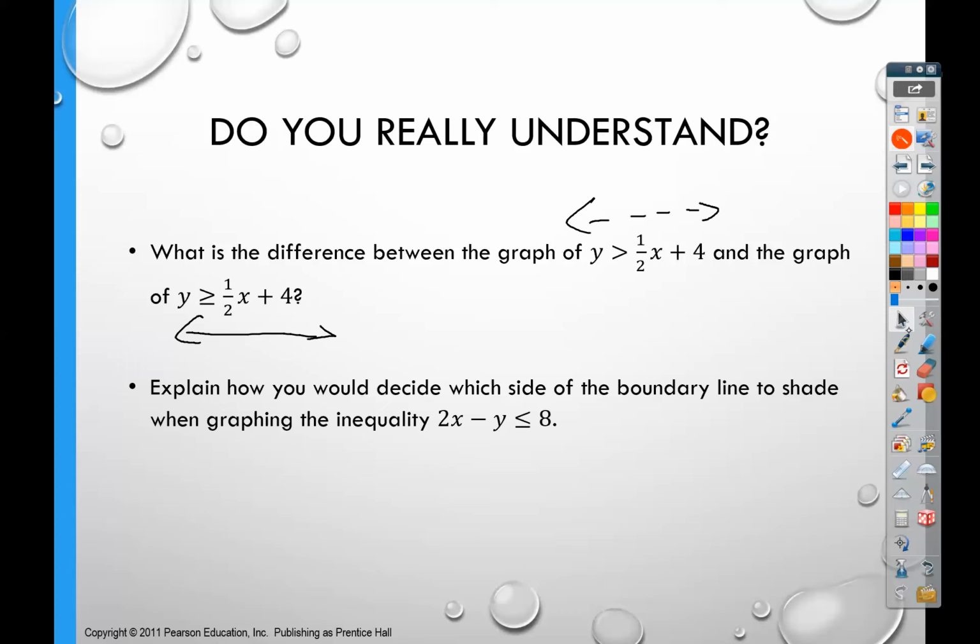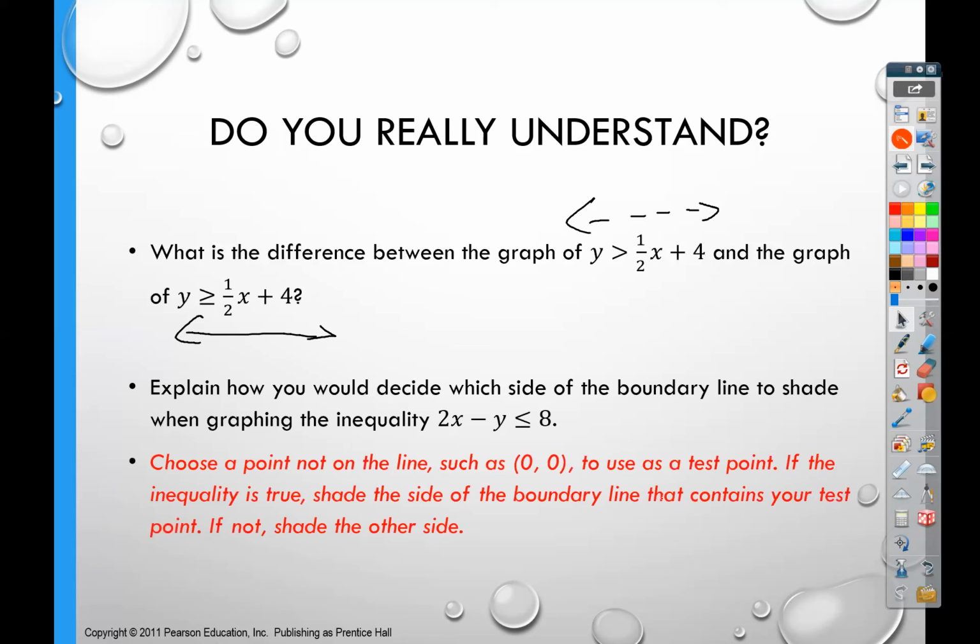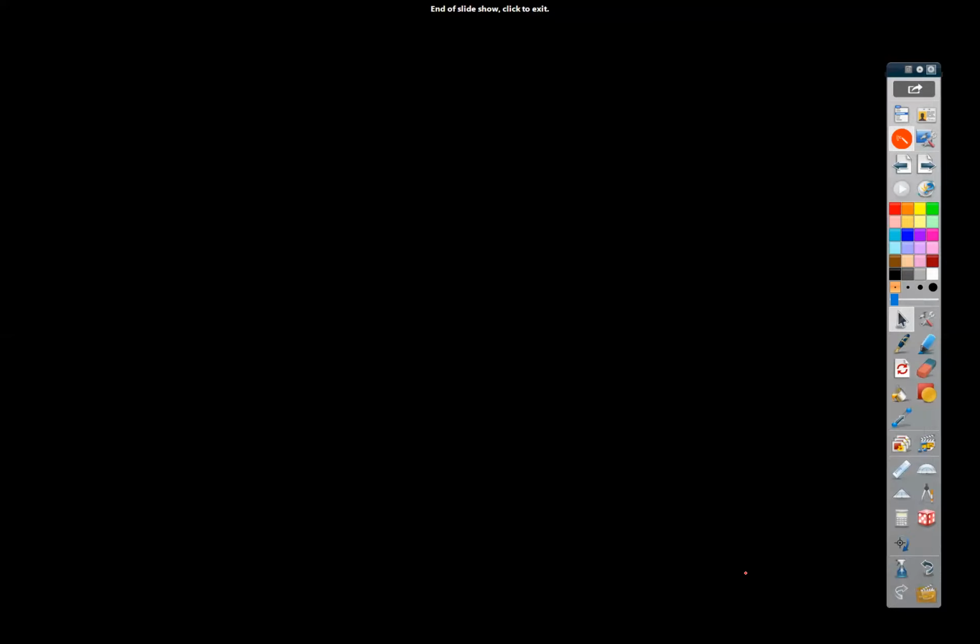All right, explain how you would decide which side of the boundary line to shade when graphing the inequality. Okay, so you can choose a point not on the line, such as 0, 0, to use as a test point. If the inequality is true, shade the side of the boundary line that contains your test point. If not, shade the other side. That is it. I hope that helps.